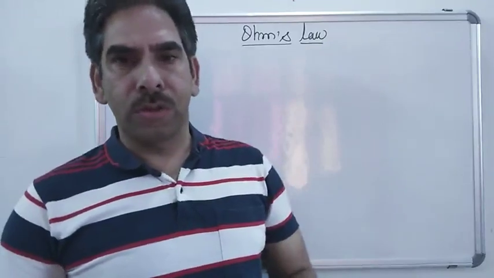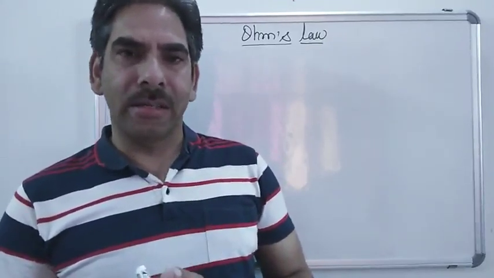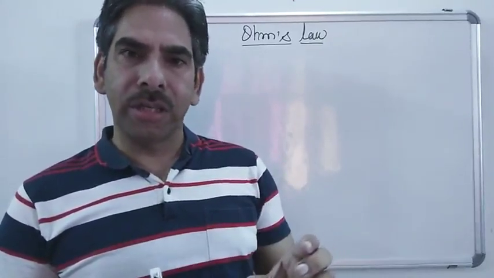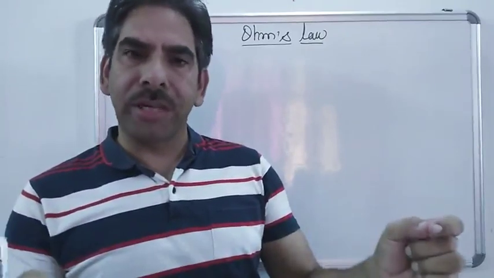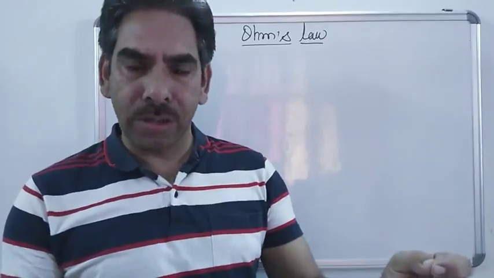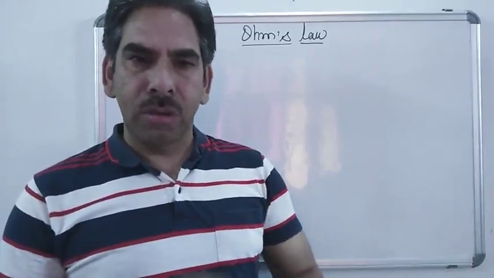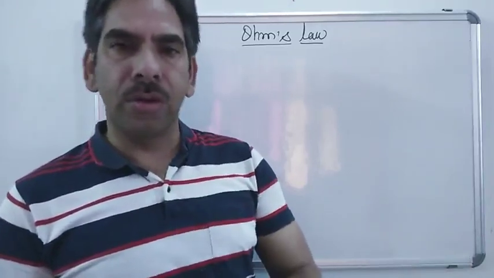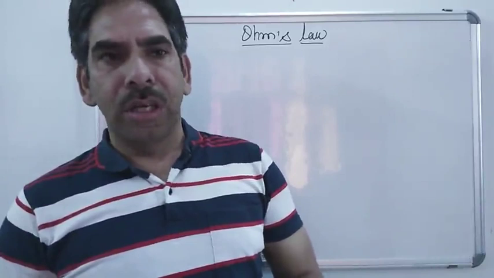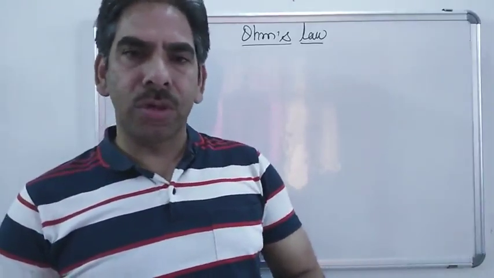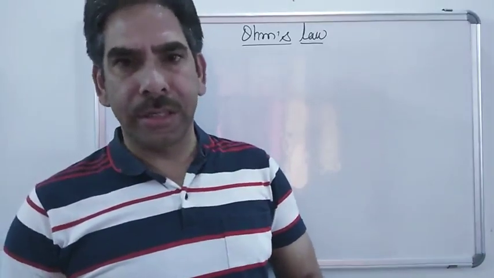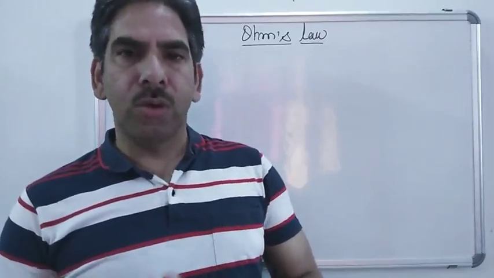So what is Ohm's law? Ohm's law relates the electric current flowing through a conductor with the potential difference applied across the two ends of the conductor. This relationship is known as Ohm's law. And here we take Ohm's law as applicable to electrical conductors. Right? So what does Ohm's law state?